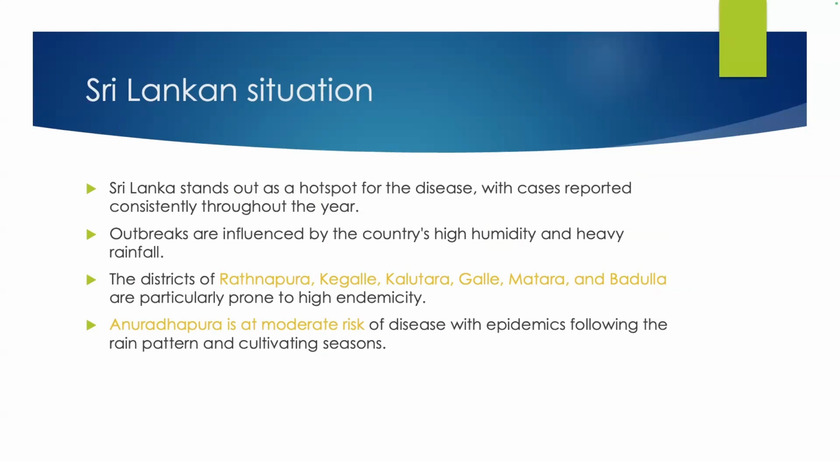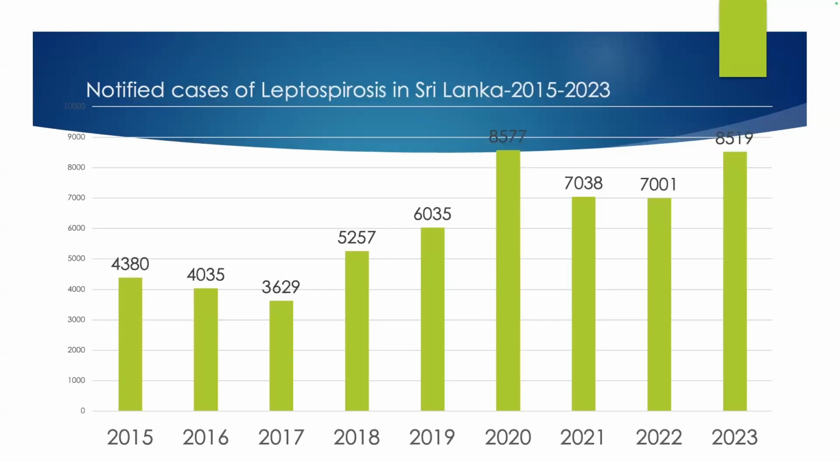We get more numbers in areas like Ratnapura, Kegalle, Kalutara, the down south area, and even Badulla. Anuradhapura and Polonnaruwa are at moderate risk. Polonnaruwa is of course a little less, somewhere around 100 to 200 cases per year. In Anuradhapura, we see about 200 to 300 cases of leptospirosis annually.